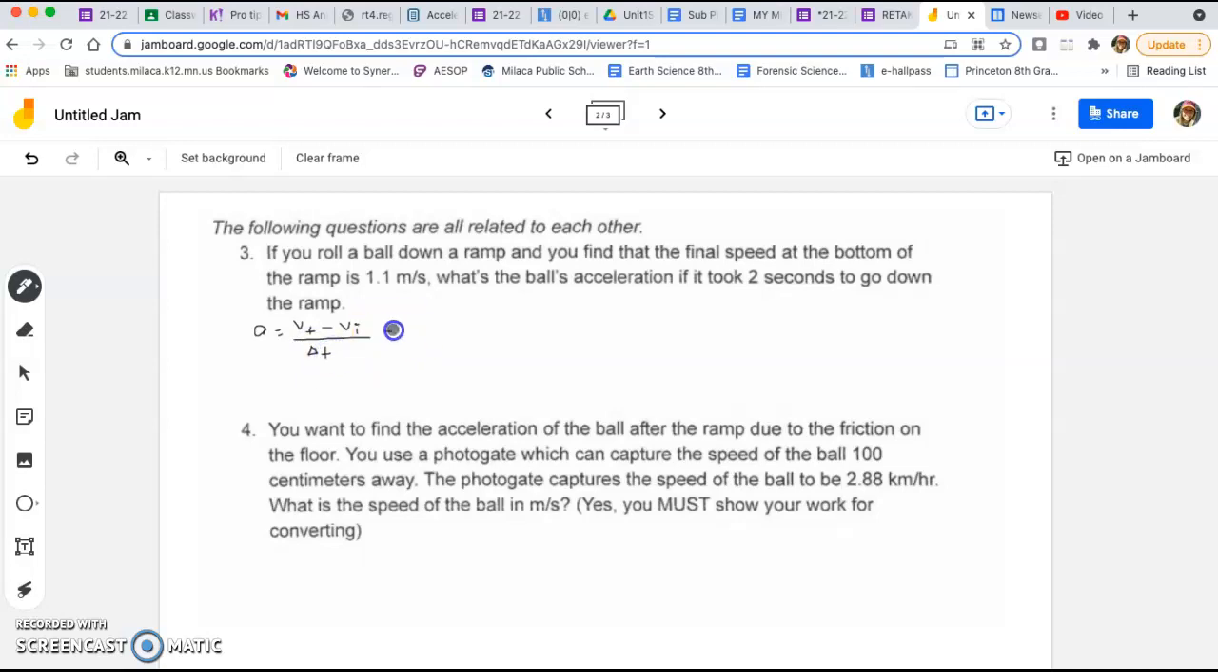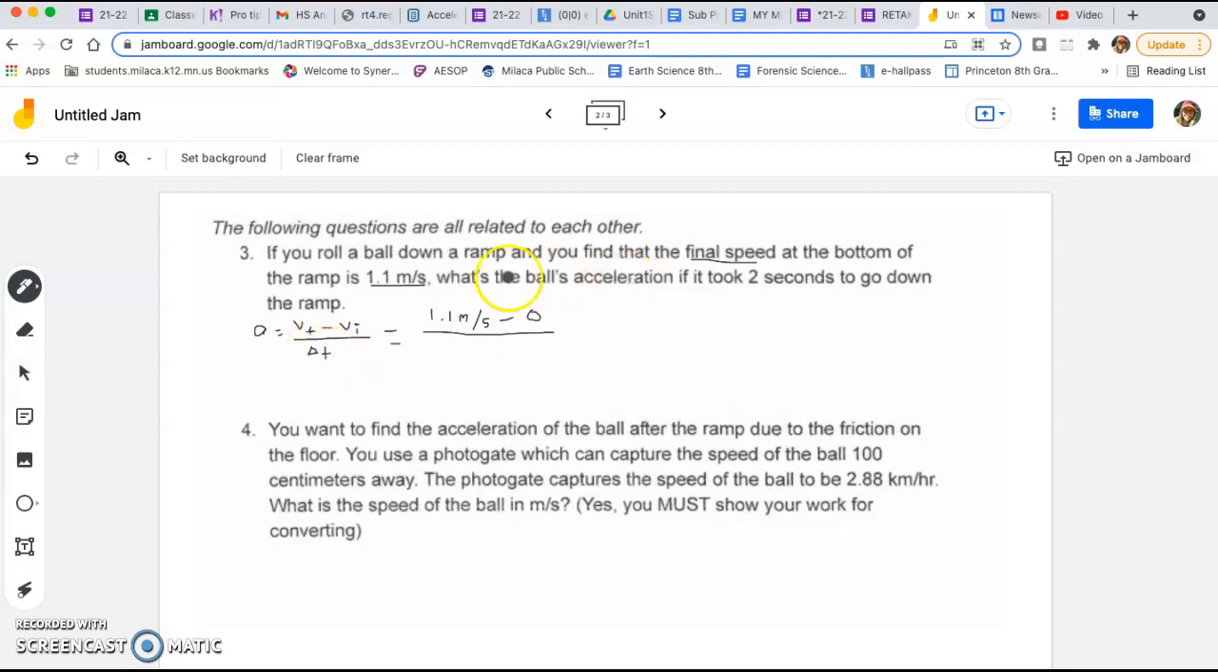Okay, so if we set this up, we know that the final speed, it says at the bottom of the ramp, is 1.1 meters per second. Okay, so 1.1 meters per second. And I want you to pause and think about what's the initial speed. Well, it started at 0. So 1.1 minus 0 meters per second, okay? Because that's the final velocity minus the initial velocity, because it started not rolling, and then you let go and it started rolling.